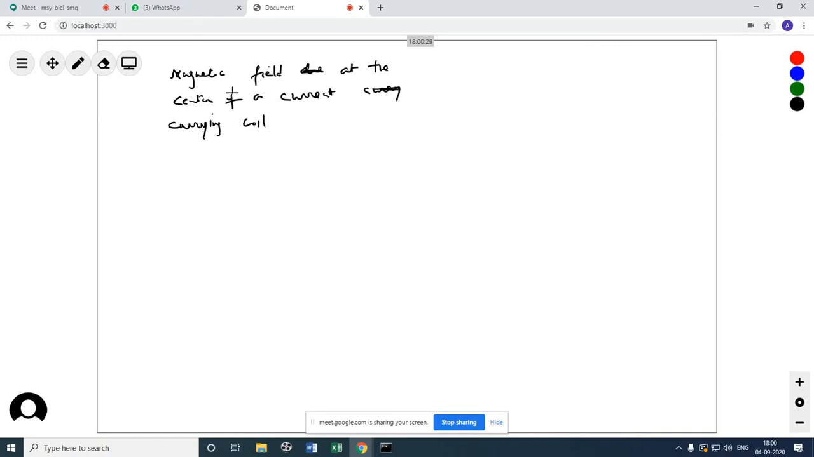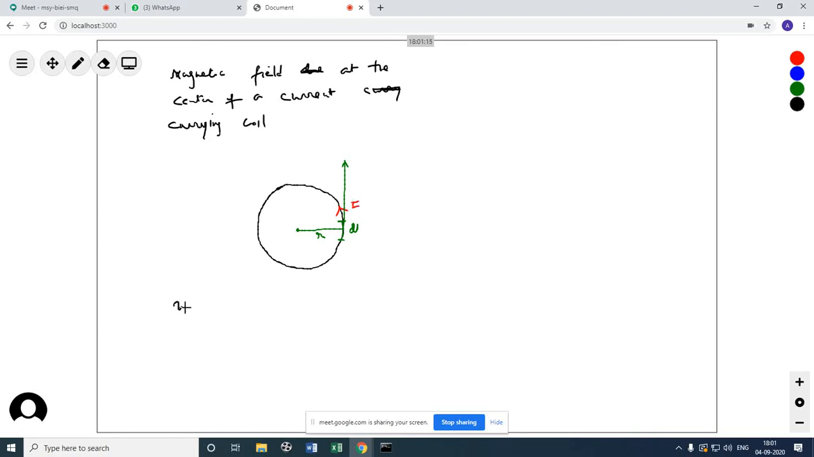So let me clean it. Now we will go to magnetic field due to a straight current carrying wire. We have done electric field due to a straight infinitely charged wire. Similarly, we are going to do magnetic field due to a straight current carrying conductor.